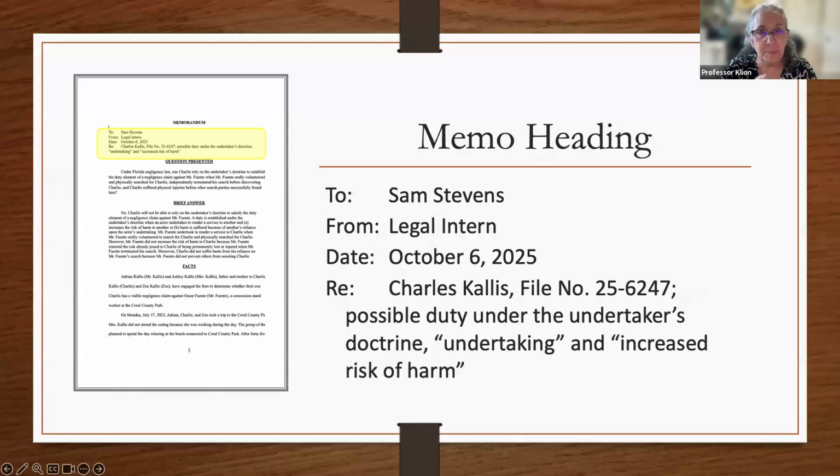So the memo heading is basically the to, from, date, and re. So you have the to, the attorney's name for this memo was Sam Stevens, from legal intern. The date is the date that you wrote it. The date must be accurate, because if your lawyer is paying attention, the date certifies that this was the last time that the law contained in that memo was checked on whether or not it is good law.